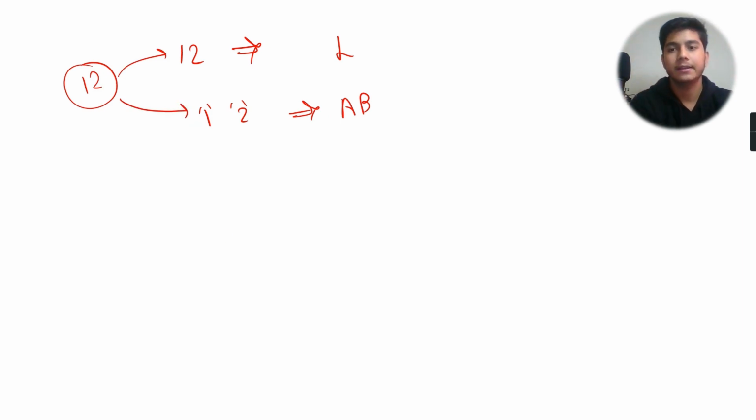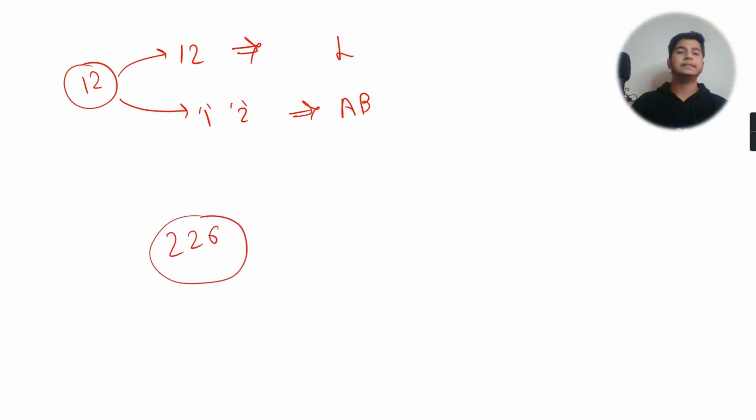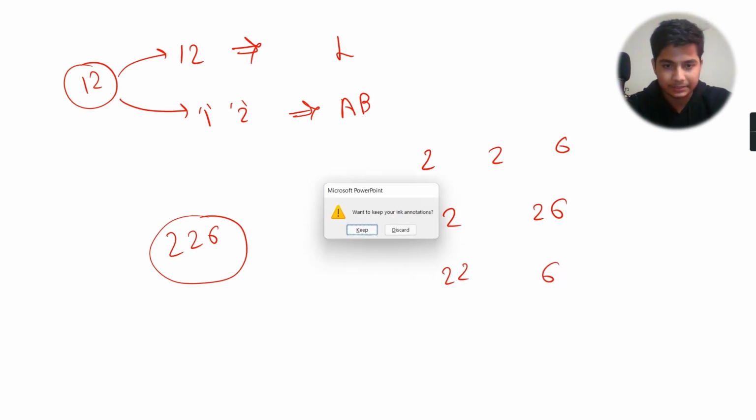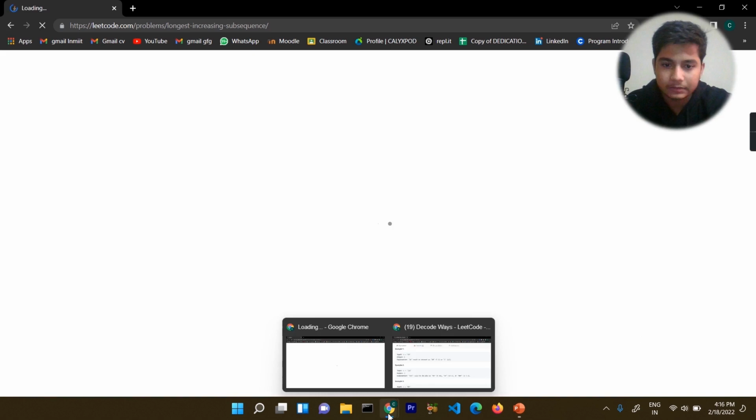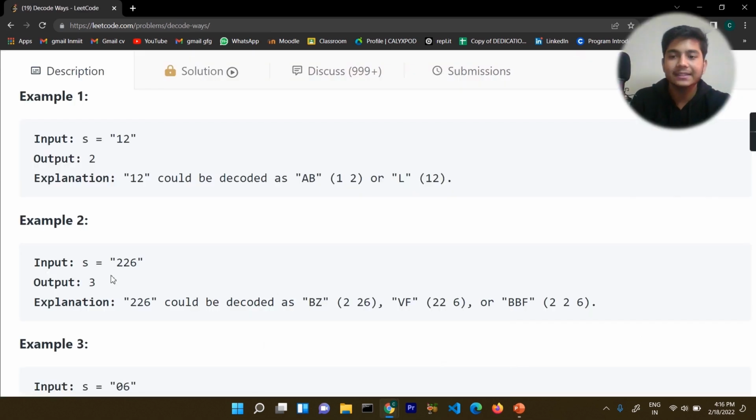Yes, clearly fine. Suppose, let's say, 226. What are the ways in which it can be decoded? Either we can use it like 2, 2 and 6, or 22 and 6, or 2 and 26. So these will be the ways. Let's see if these are the ways or if there is any other way. Right, so these are the three ways in which this can be decoded.